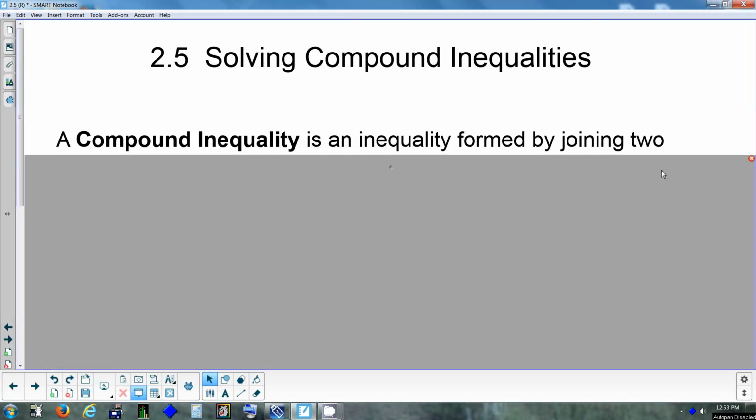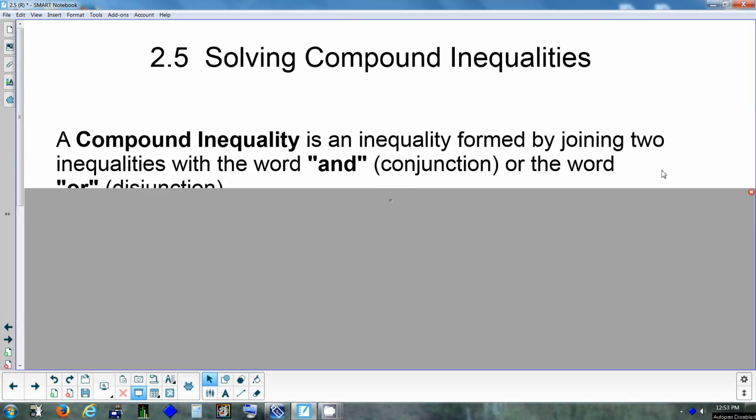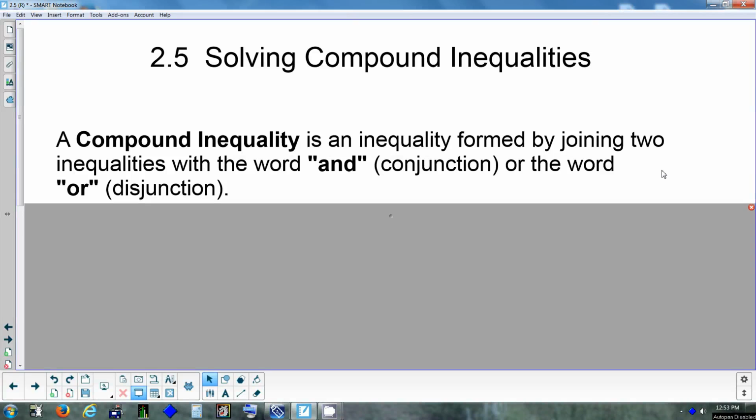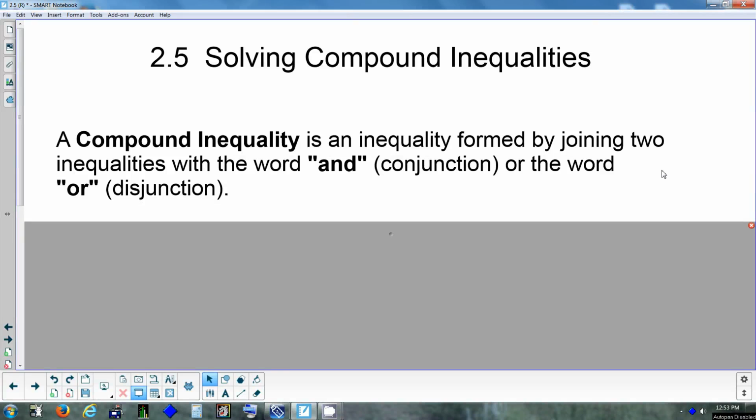All right, so a compound inequality. You've got a spot on your notes right at the top. A compound inequality is basically when you take two inequalities and connect them with a word. So you put a word between two inequalities. The choices for the words you can use are "and" and the other word you could use is "or."